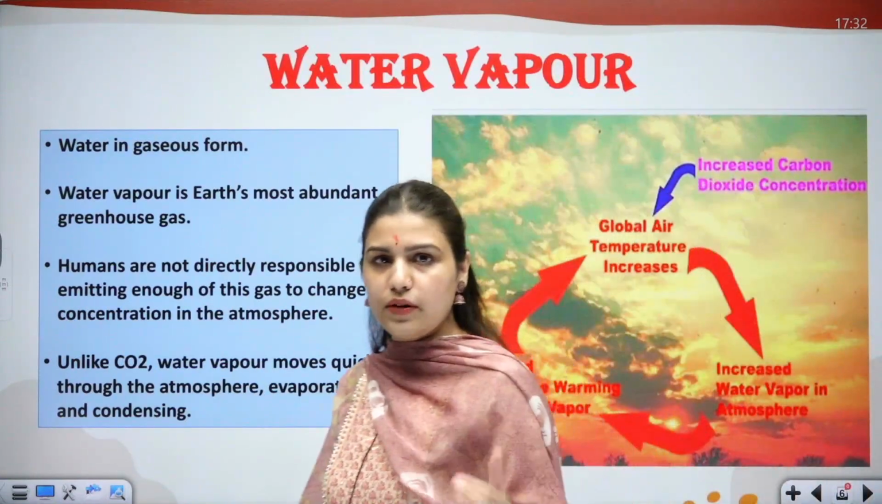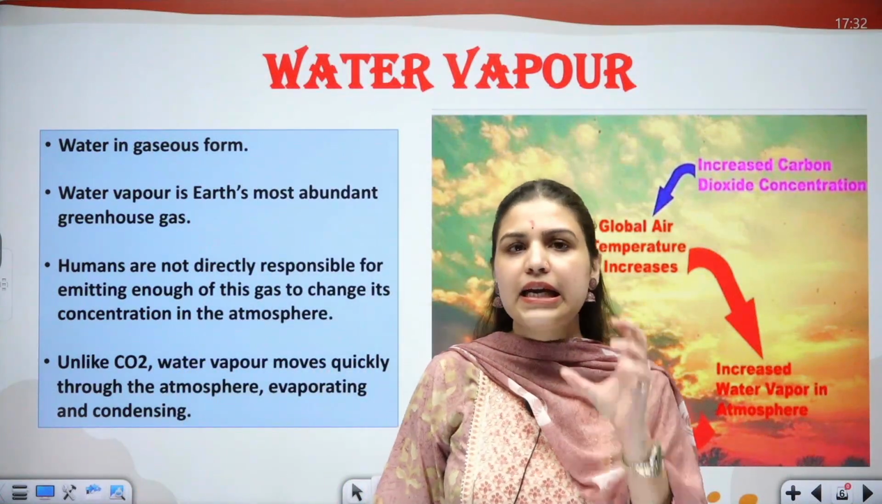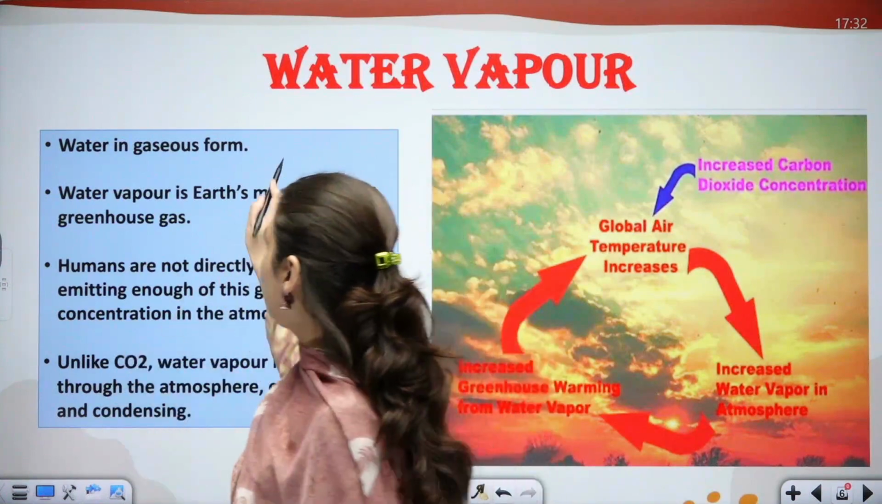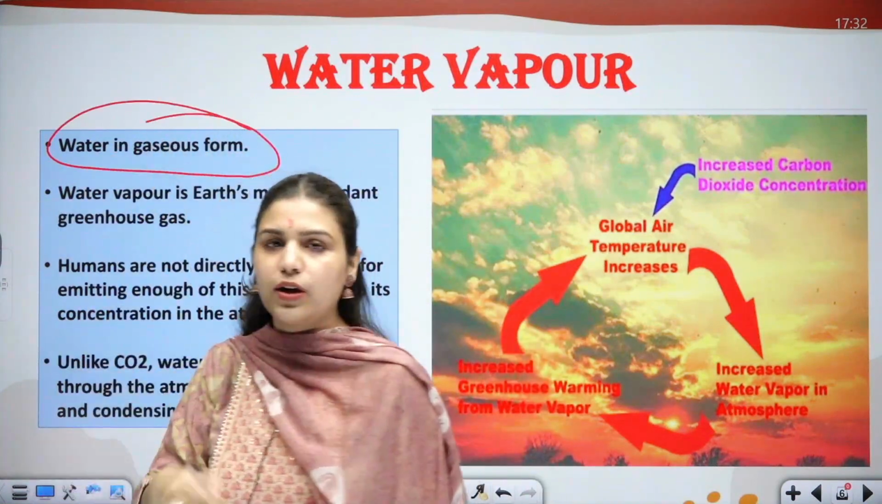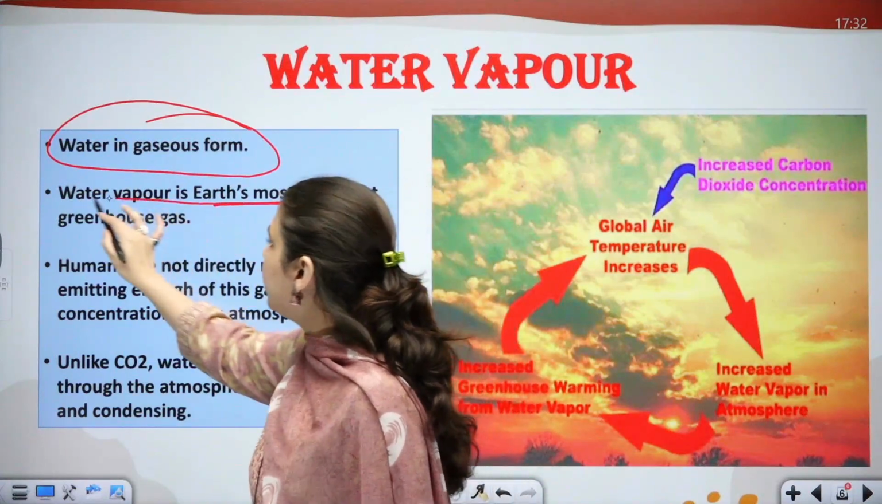You all know, I have said that it is a greenhouse gas. So what is water vapor? It is basically water in gaseous form, and it is Earth's most abundant greenhouse gas.